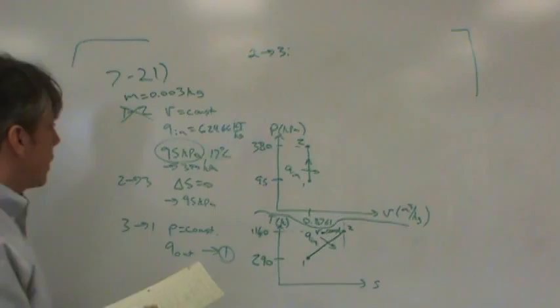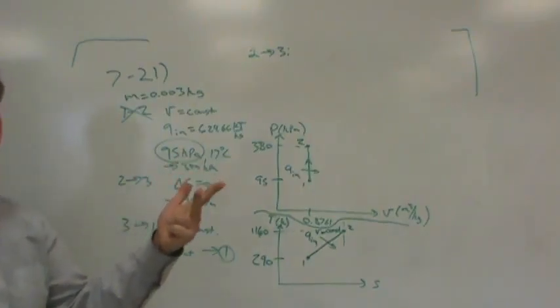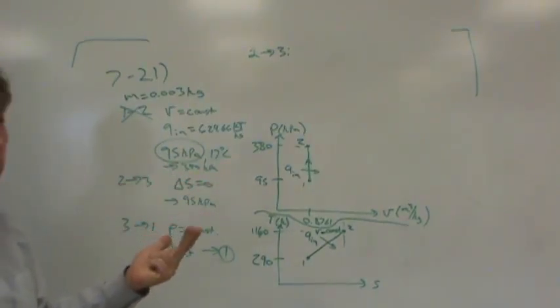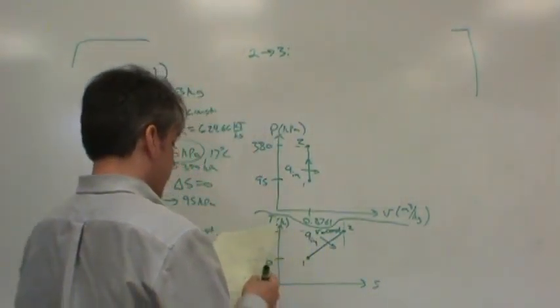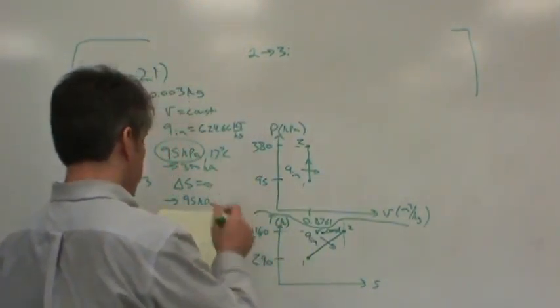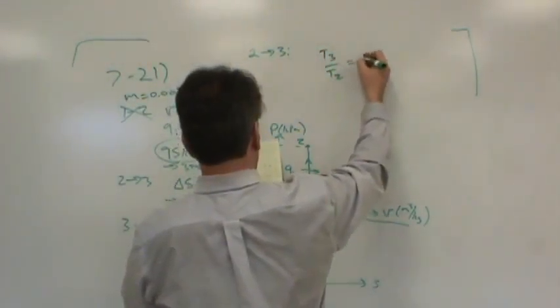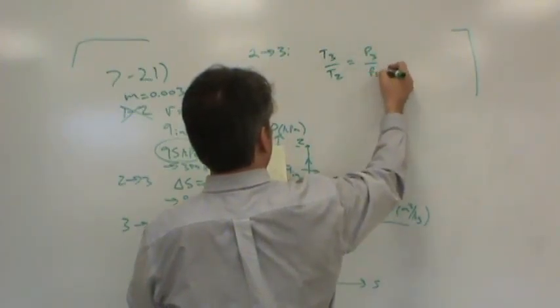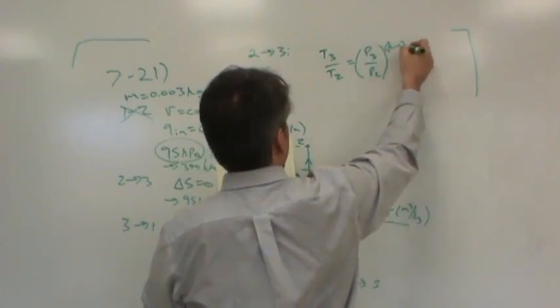State 2 to state 3. Delta S equals 0. What does that suggest to you? What equation could we use now? Isentropic. We can use an isentropic equation. There's the first, second, and third isentropic equation. We can use any one of them that we want. Well, that's pretty convenient. In fact, from state 2 to state 3, we could write something like this: T3 over T2 equals P3 over P2 to the power of K minus 1 over K.